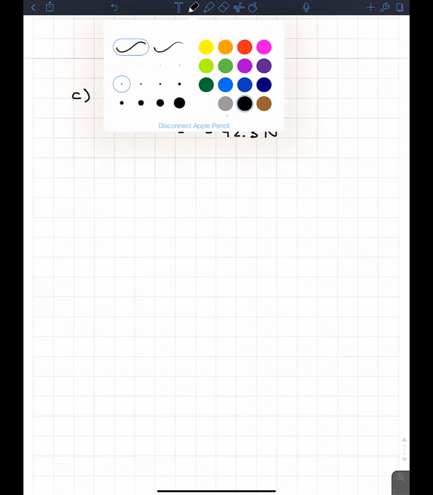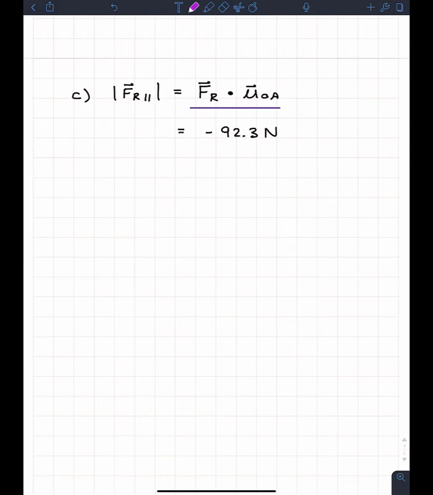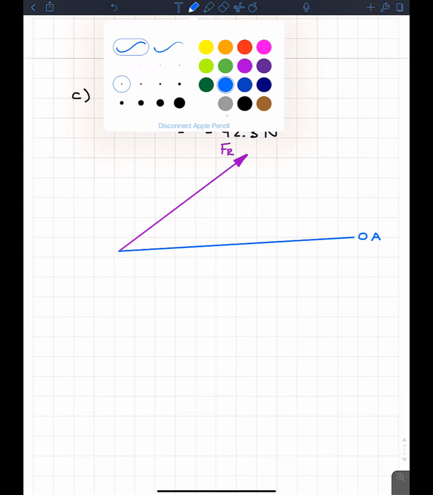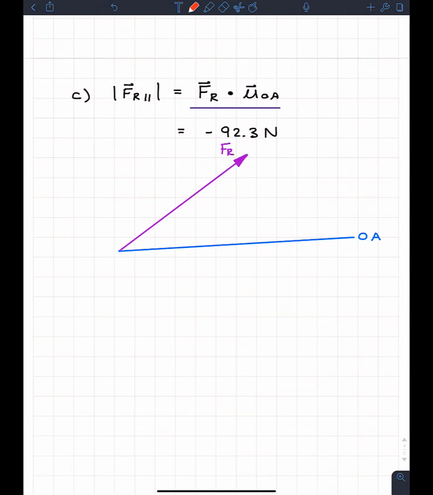And I'm going to draw a picture to hopefully help, and this will help with part D too. So let's say that we have our FR. Okay, so this is FR, and it's a vector. Basically what we're doing is we're taking this and we're taking this line. So this line right here is OA. And what we just did is project FR onto OA.